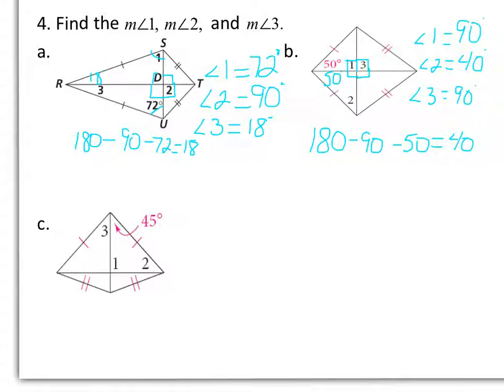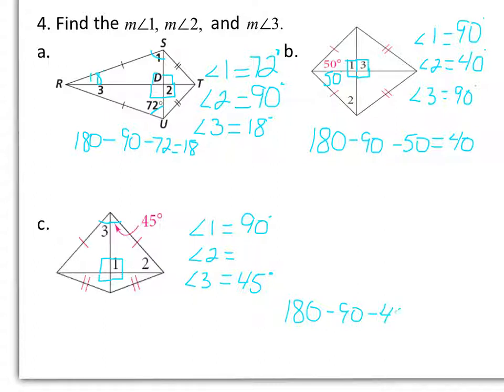And finally, letter C. So angle 1, angle 2, and angle 3. Alright, so diagonals are perpendicular. Angle 1 is 90 degrees. These angles are congruent, so angle 3 is 45. And to find angle 2, take 180 minus 90 minus 45 makes angle 2 also 45 degrees.